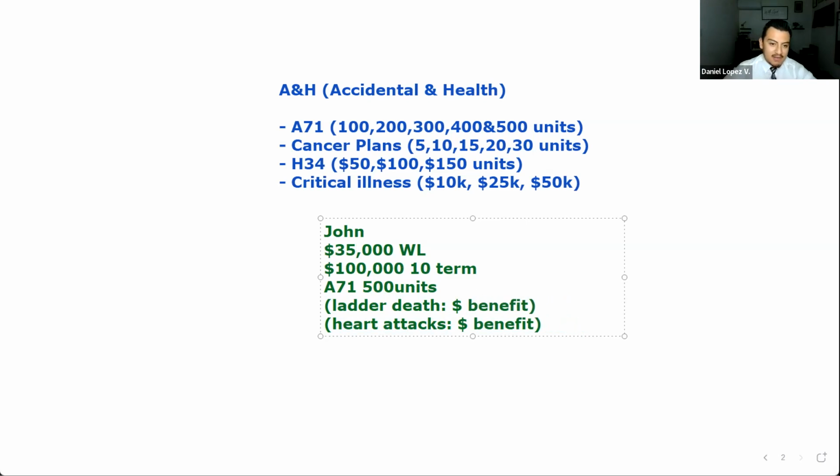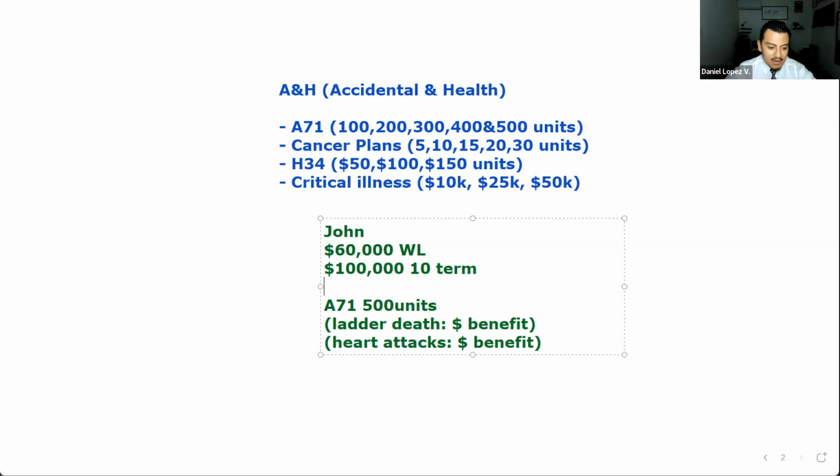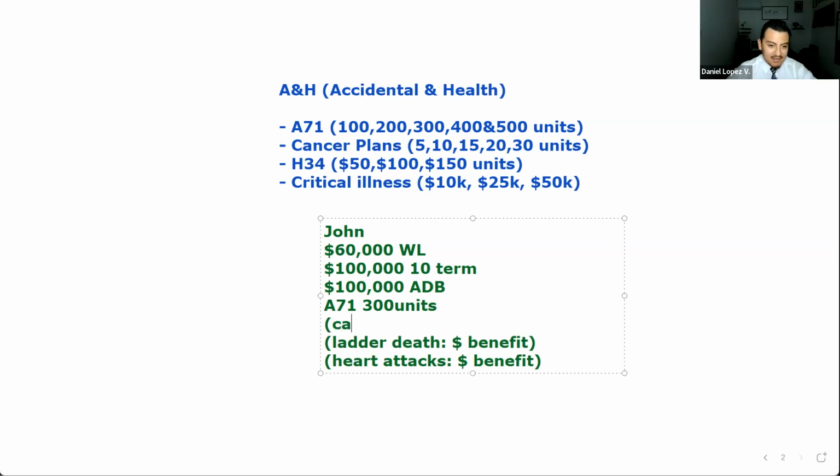Let's say John has 60,000 of whole life. He still has 100,000 of 10-year term. He has 100,000 of ADB, and he has A71 300 units. Ooh, this is interesting. Okay, so I'm going to ask. I'm glued to my seat. Okay, so I want you guys to do the calculation, and I want you to tell me how much he is covered for all three of these.